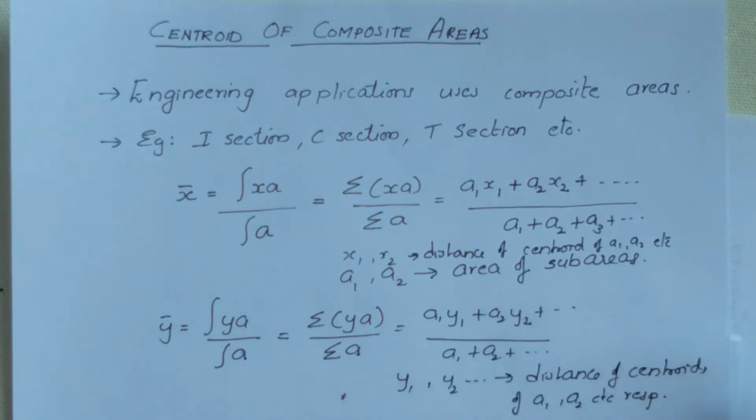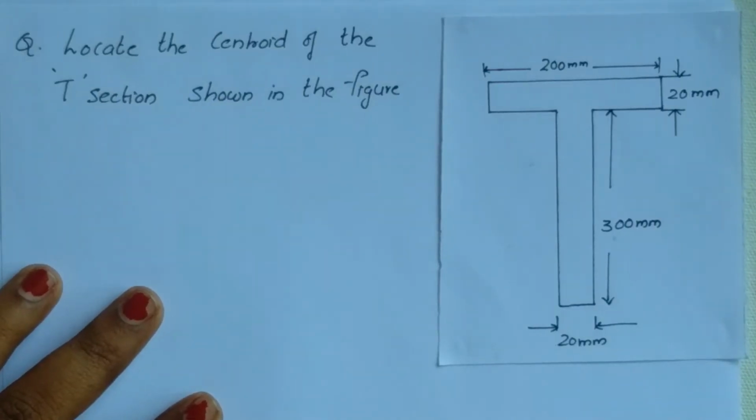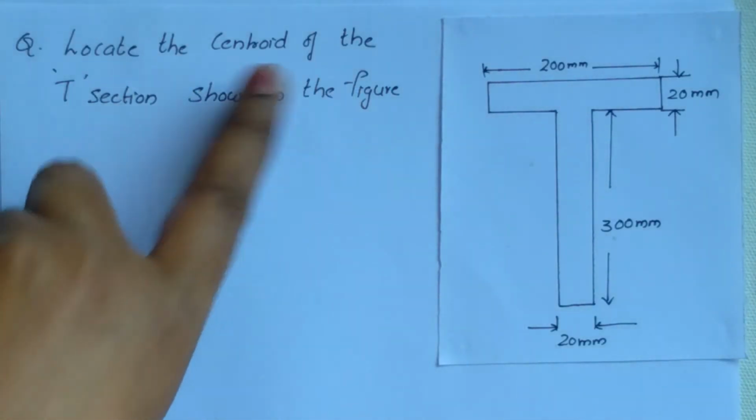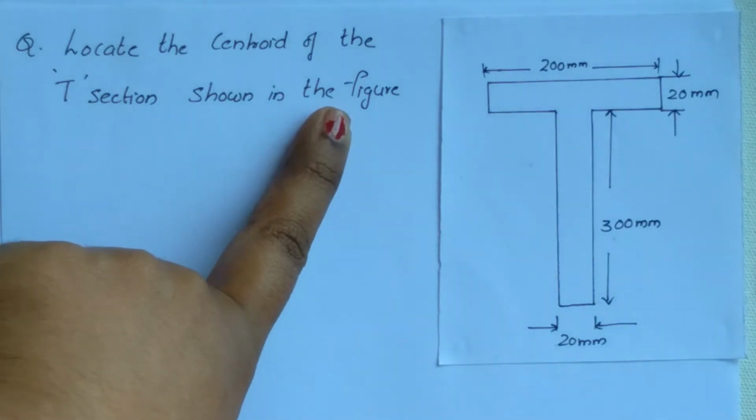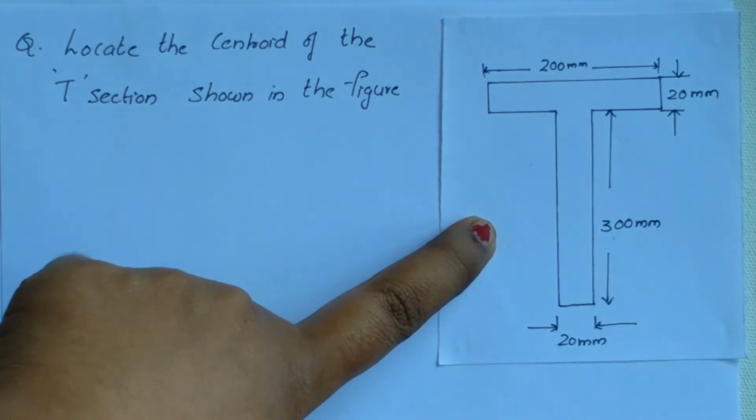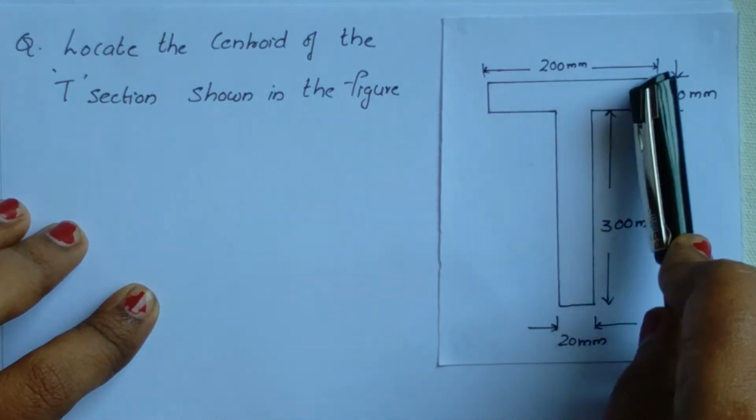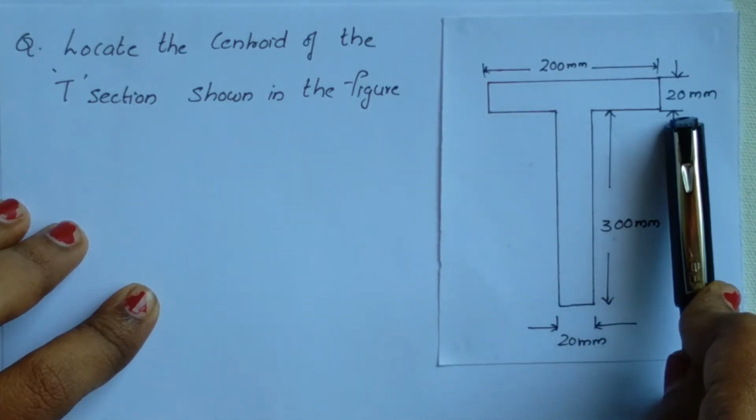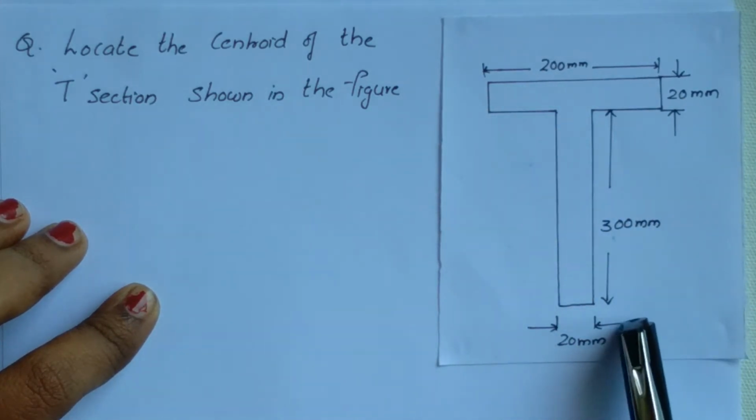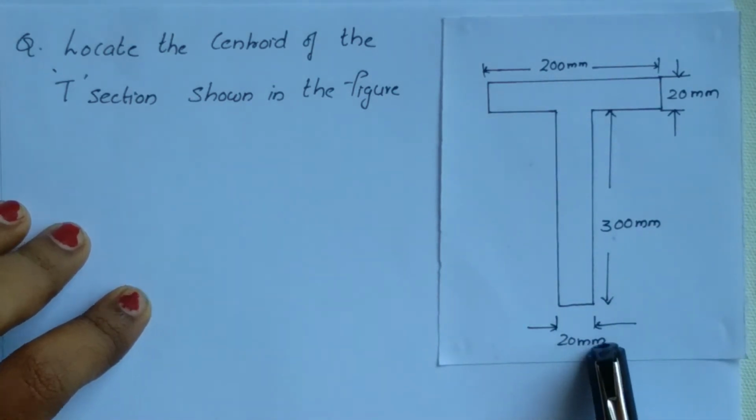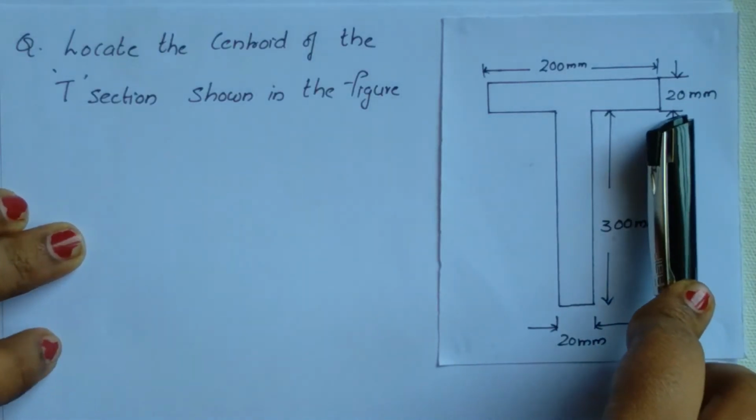So, let us solve a T section for finding its centroid. Let us do a numerical example. The question is to locate the centroid of the T section shown in the figure. This is the given figure, and these are the dimensions. The flange width is 200 mm, depth is 20 mm, the web section depth is 300 mm and width or thickness is 20 mm.